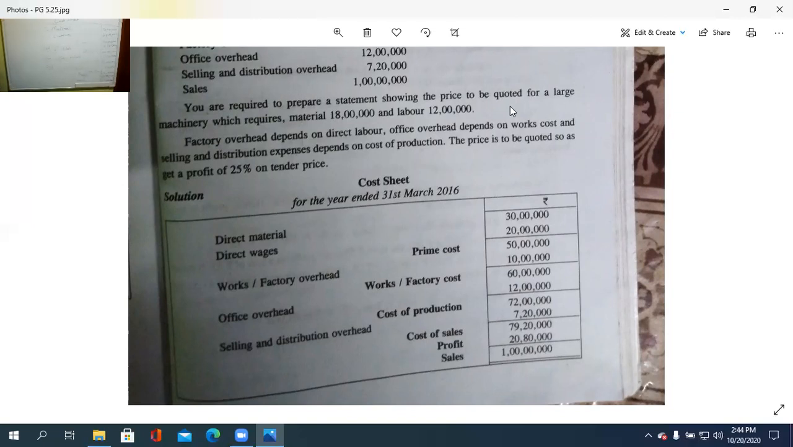We are going to prepare an estimated tender. And also a profit of 25% of the tender price also should be given.